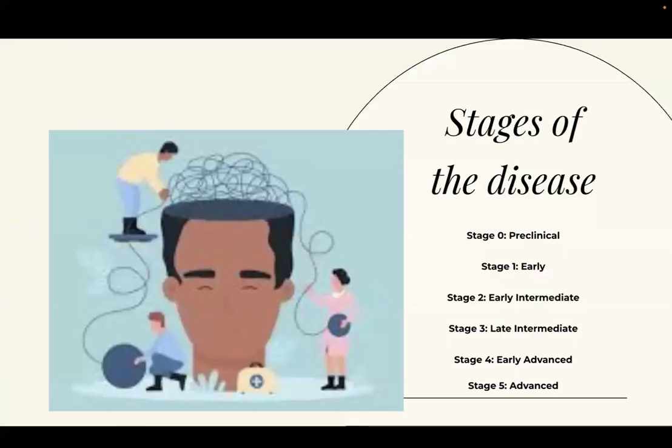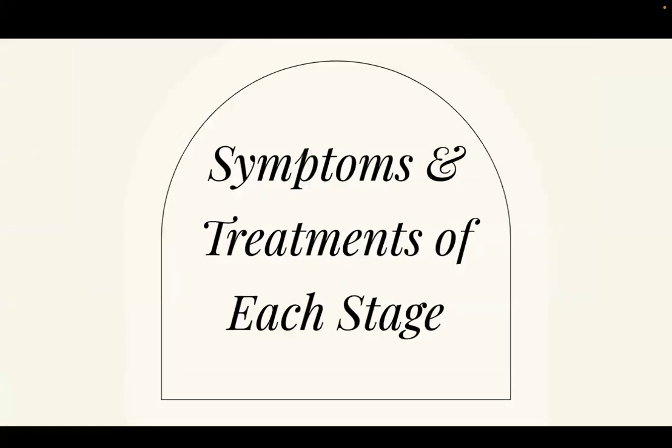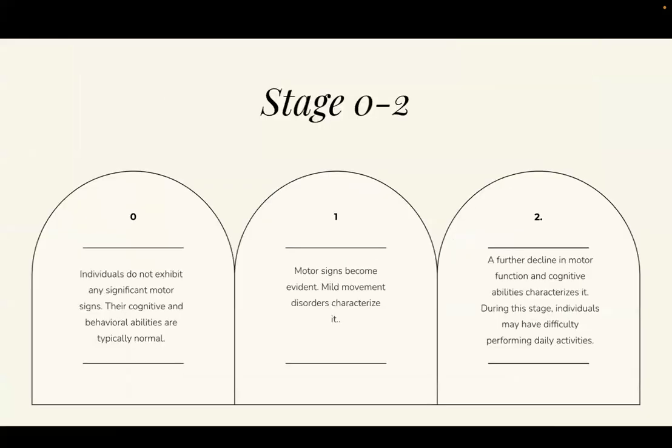Now I'm going to be talking about the different stages of the disease. Stage 0 is the preclinical stage, stage 1 is the early stage, stage 2 is the early intermediate stage, stage 3 is the late intermediate stage, stage 4 is the early advanced stage, and stage 5 is the advanced stage. So, symptoms and treatments of each stage. Stages 0 through 2. Stage 0.